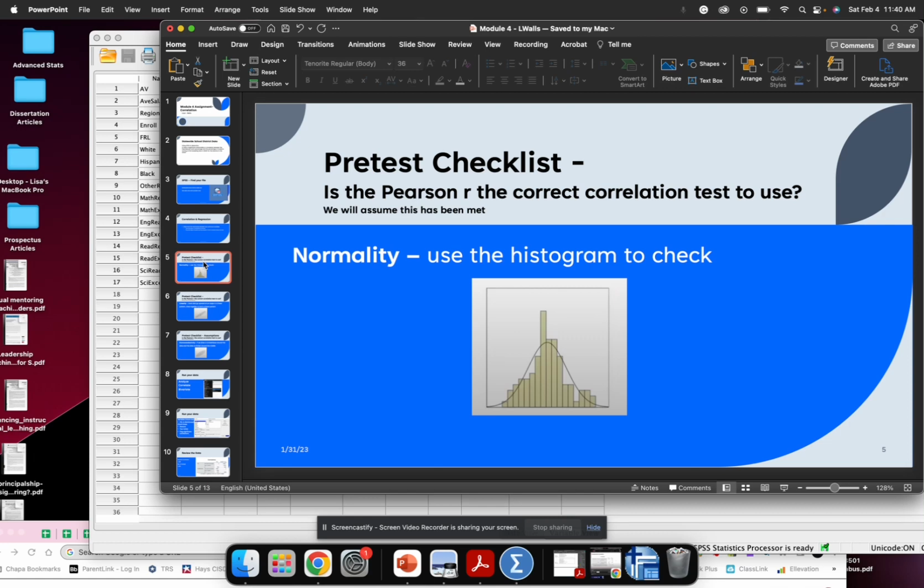So something we do before is we're going to be looking at the pre-test checklist to determine is the Pearson R the correct correlation test to use. So for today, we're going to assume that this has all been met, but we're going to review the three things that we would need to test. So the first thing we would need to test is we would test for normality, and we would use the histogram to check. And so we would be looking for a normal histogram.